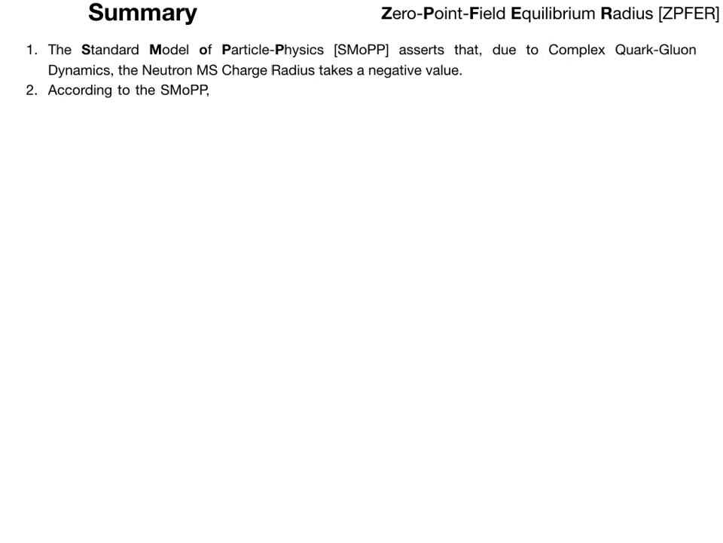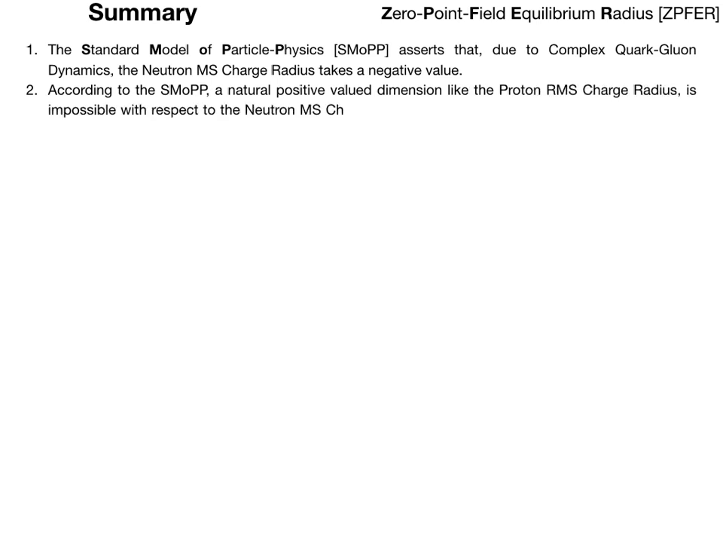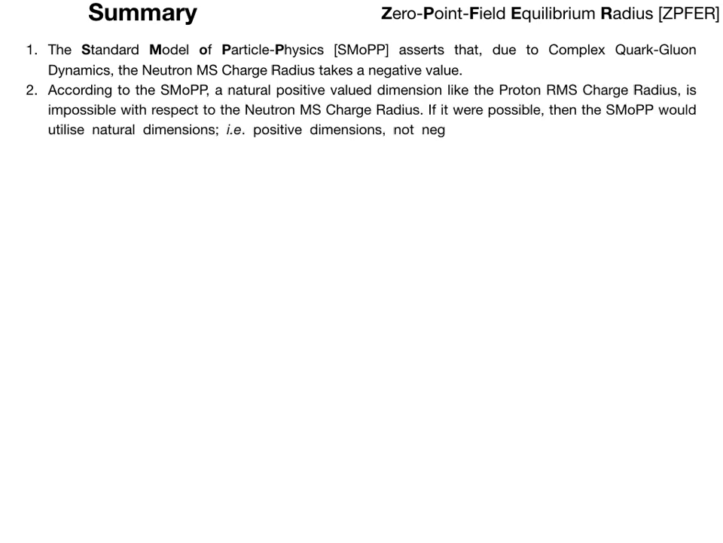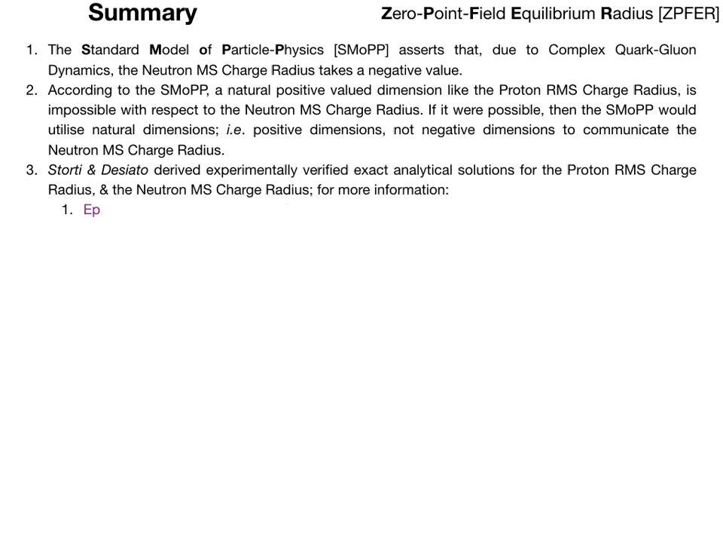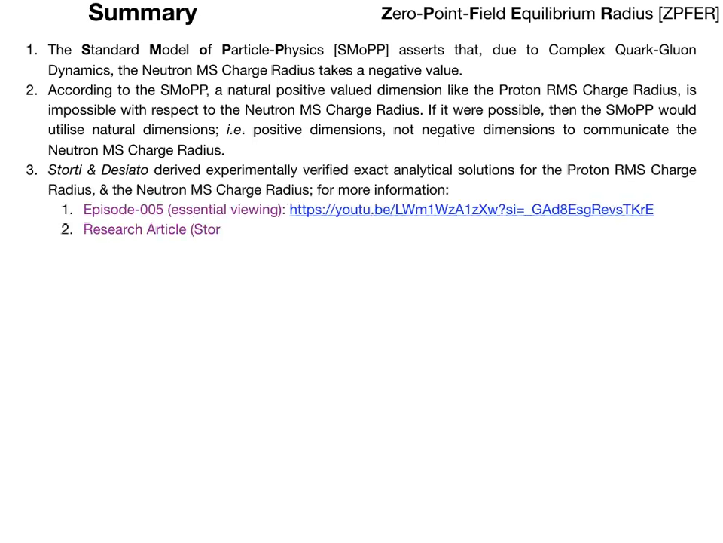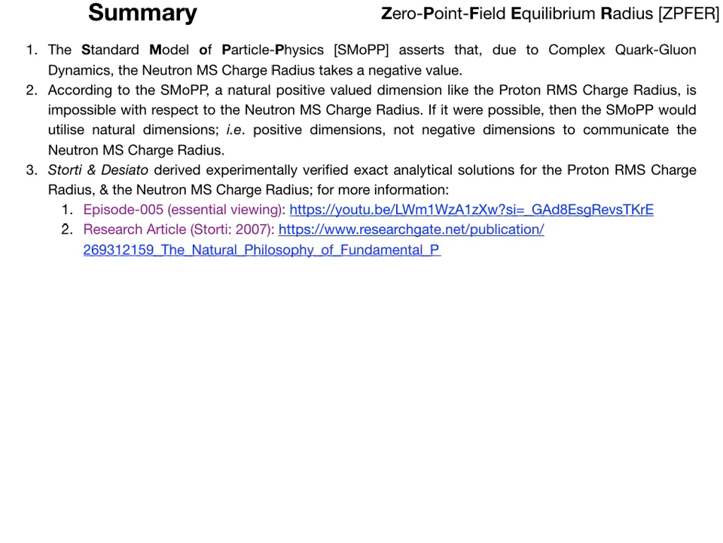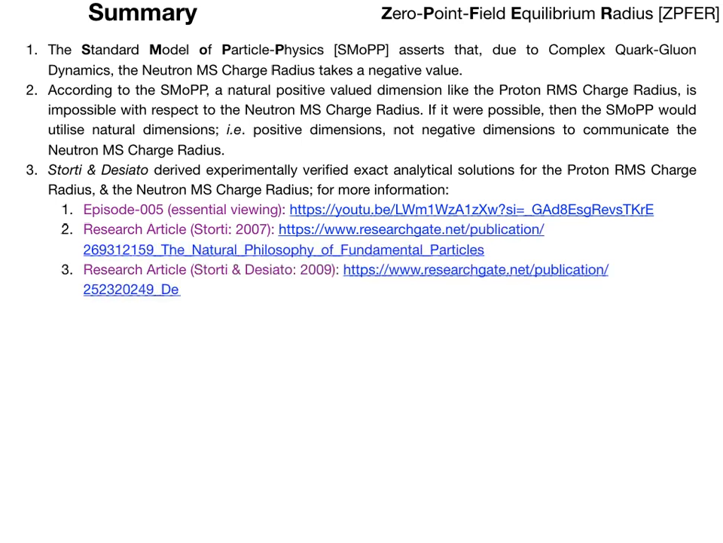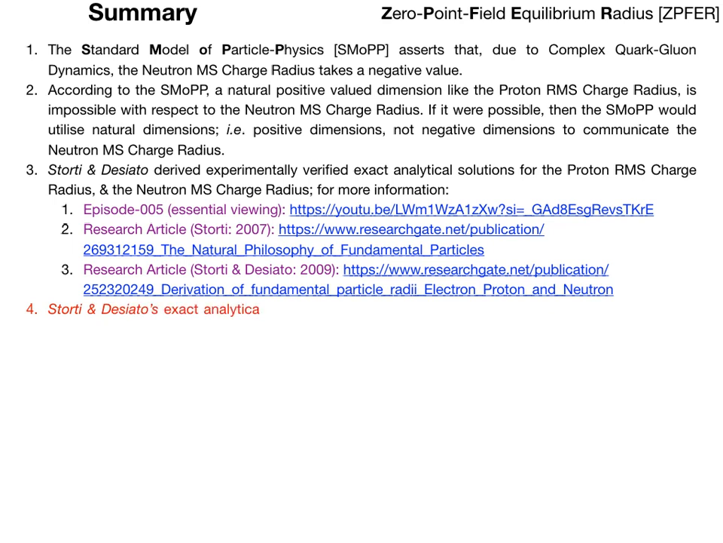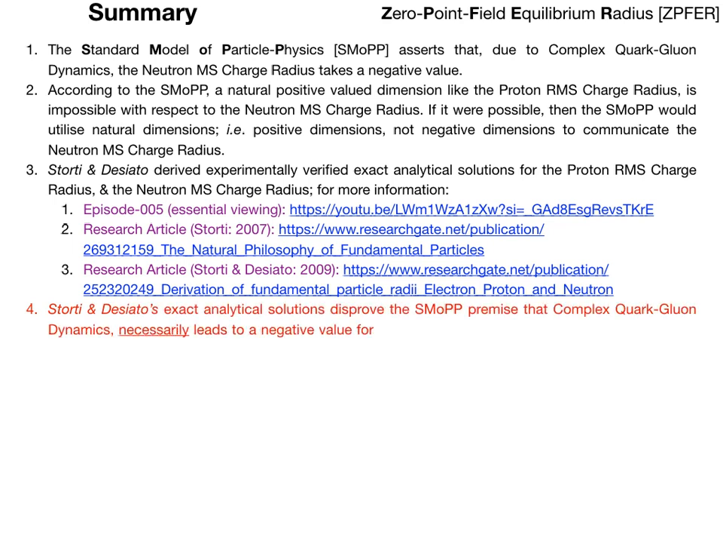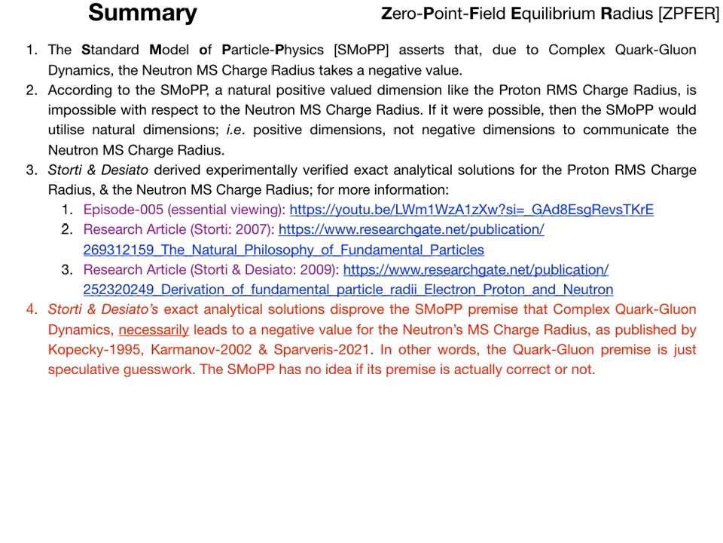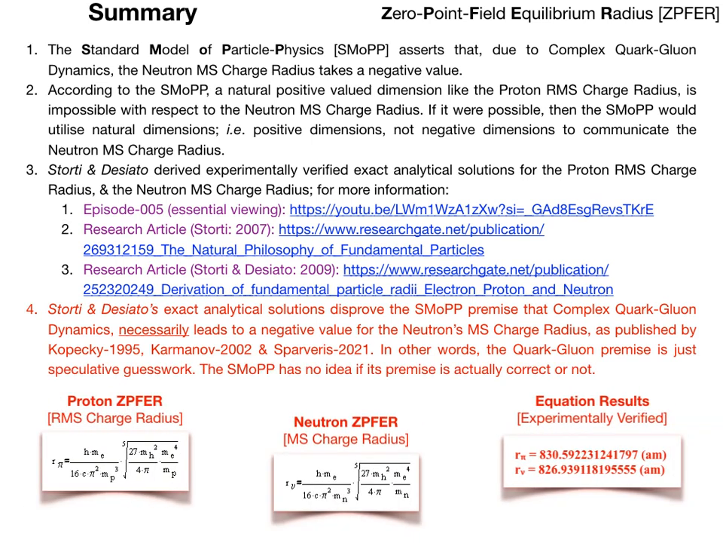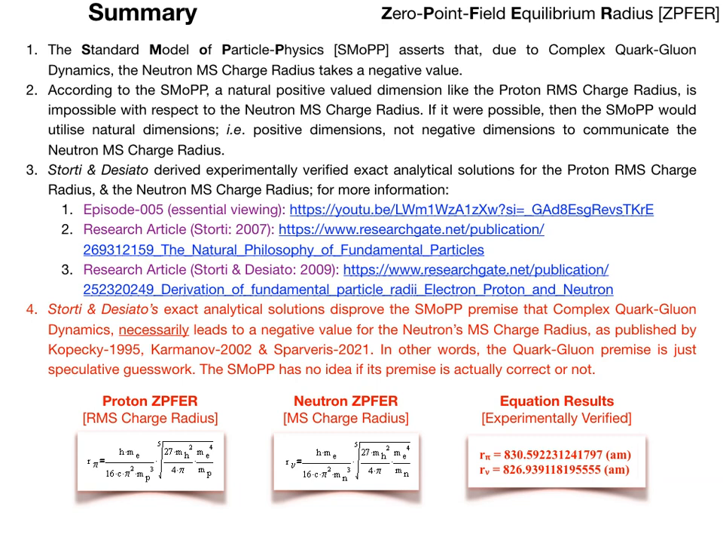1. The standard model of particle physics asserts that due to complex Quark-Gluon dynamics, the neutron mean squared charge radius takes a negative value. 2. According to the standard model of particle physics, a natural positive valued dimension like the proton root mean squared charge radius is impossible with respect to the neutron mean squared charge radius. If it were possible, then the standard model of particle physics would utilise natural dimensions, that is, positive dimensions, not negative dimensions, to communicate the neutron mean squared charge radius.